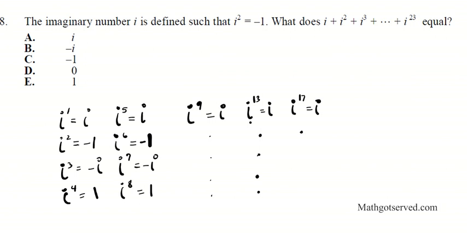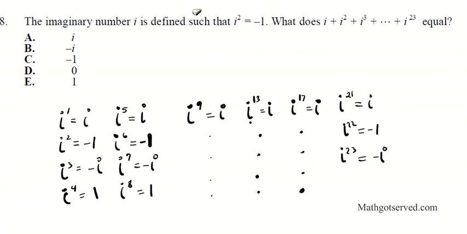Dot dot dot, and then jump another 4. What's 4 plus 17? 21, right? i to the 21, which is i. This one we need to write out. So i to the 21, and then i to the 22nd, which is negative 1, following this pattern, and then i to the 23rd, which is what is it? Negative i. The next one is negative 1.